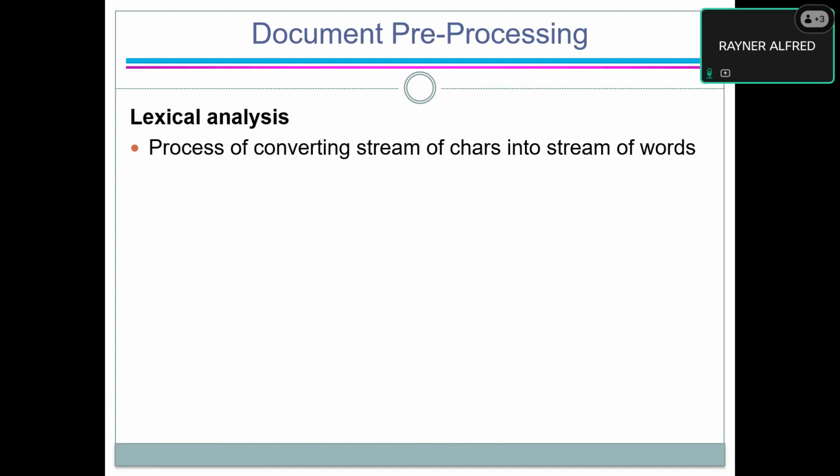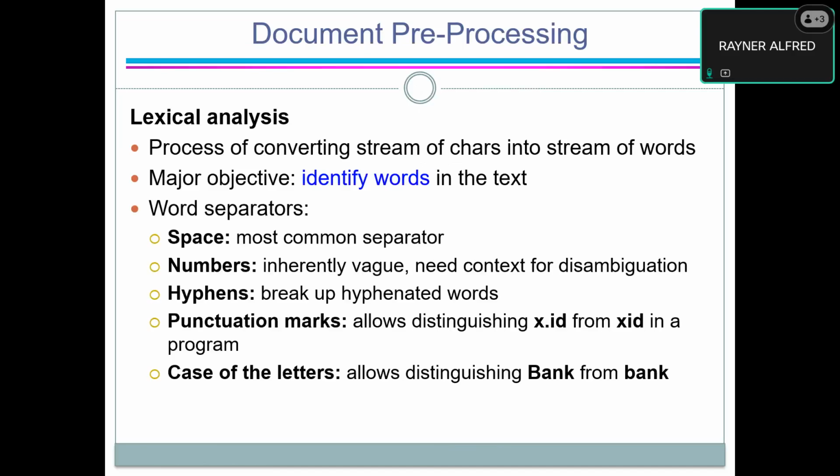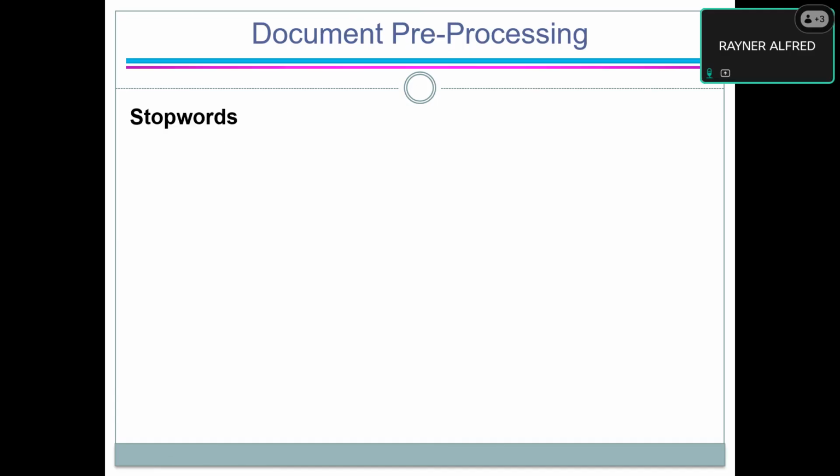So what happens in lexical analysis is basically we are doing the tokenization. Okay, so we remove all the spaces, we don't need the numbers, punctuation marks, and the case of the letter, we normalize them. So these are some of the lexical analysis. We tokenize the term that will be used for our term document matrix. So it's more like cleaning. We try to identify words in the text that we have.